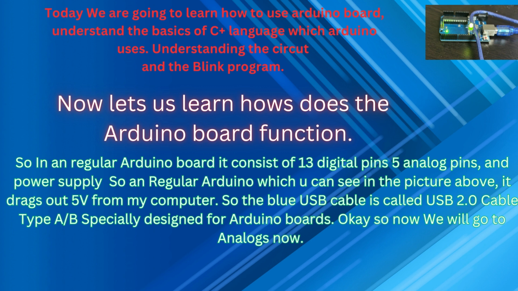So a regular Arduino board consists of 13 digital pins, 5 analog pins, and a power supply. In the picture above, the blue USB cable is the USB 2.0 type B cable, especially designed for Arduino boards. Okay, so now we will go to analogs.